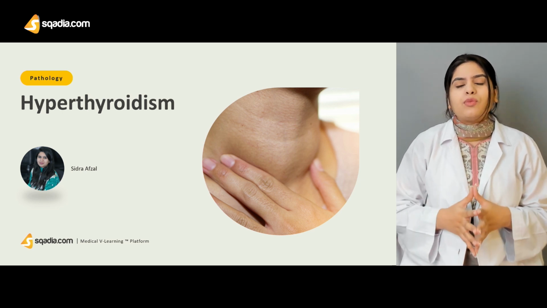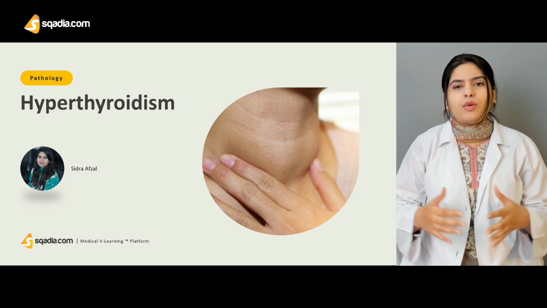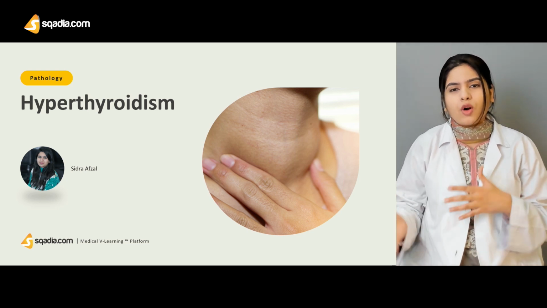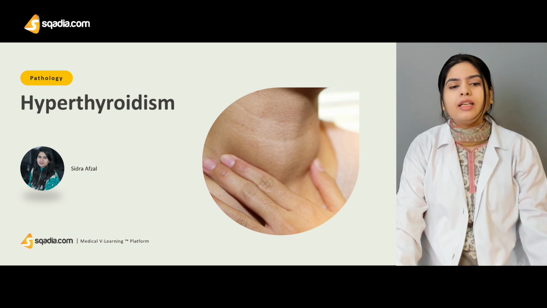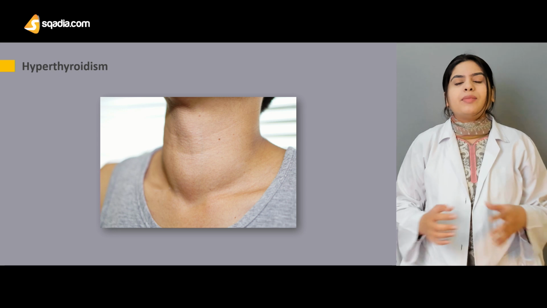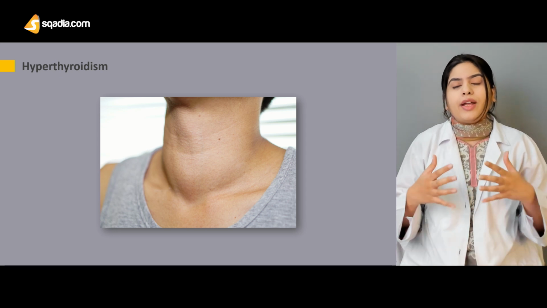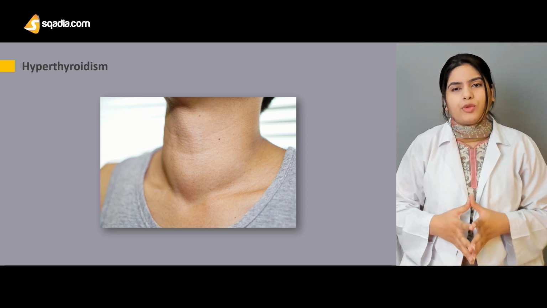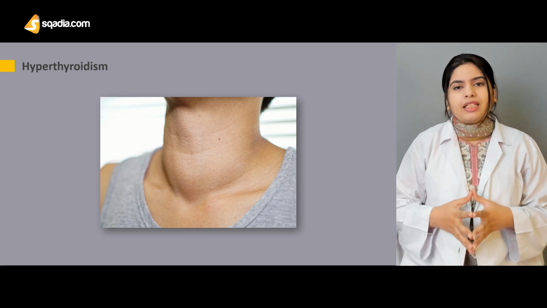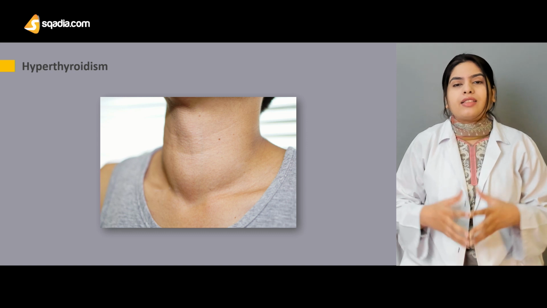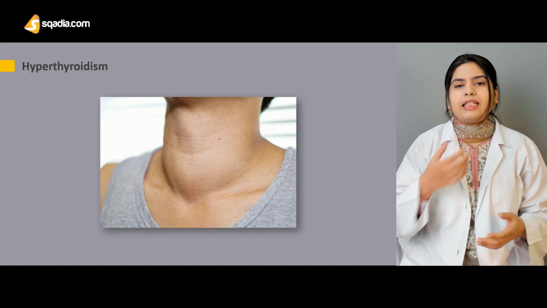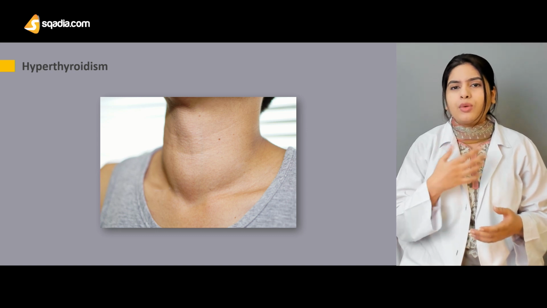Today we will study what hyperthyroidism is, what the cause of the disease is, and which hormone is involved in causing hyperthyroidism. Hyperthyroidism is basically an oversecretion of the thyroid hormone. So the culprit involved here is the thyroid hormone. Basically, there is an excessive secretion of the thyroid hormone from the thyroid gland, which is located here in the lower neck.